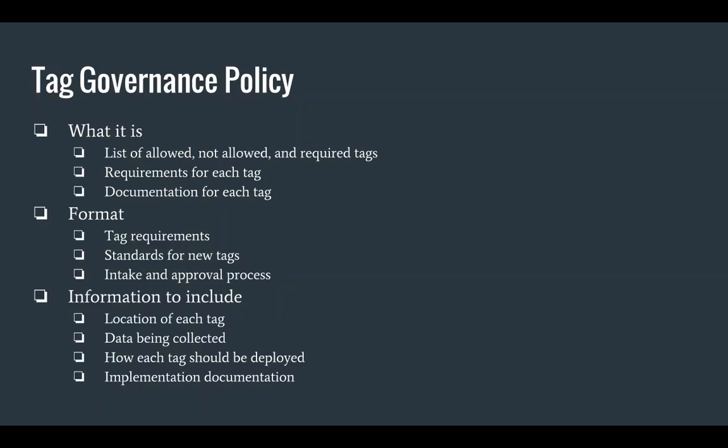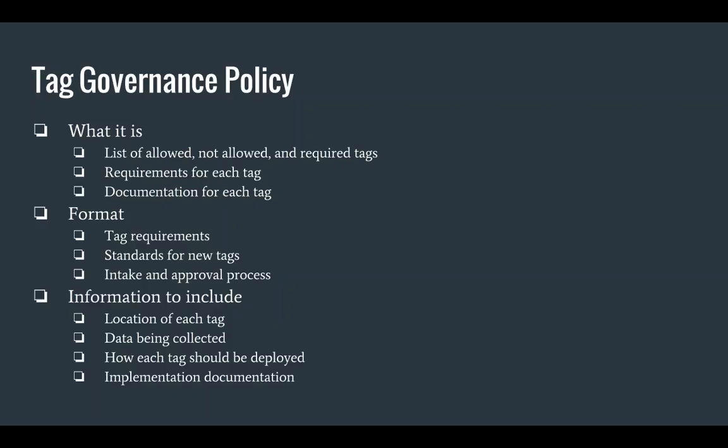For the format of a tag governance policy, I always like to put forth what the tag requirements are, but also what the standards are for new tags. When we have an intake and an approval process, what are the different business units that a new tag needs to go through? How does it need to be evaluated? Legal needs to look at it. Security needs to look at it. Performance needs to look at it. What does that process look like?